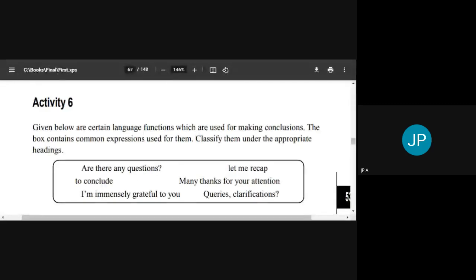So these are the phrases which we can use for summing up. Let me recap. Recall, tell again. Recap means to say again, to tell again. അതാണ് recap. വീണ്ടും പറയാ, ആവർത്തിക്കുക, അതാണ് recap. So and another summing up activity is to say conclude. So these are the 2 phrases that you can use for summing up.